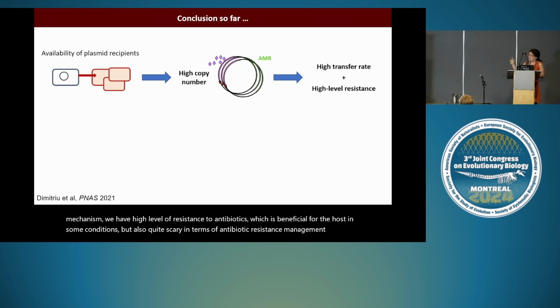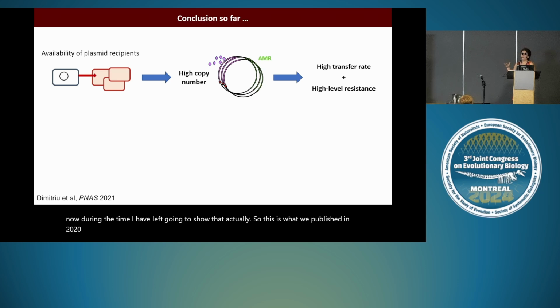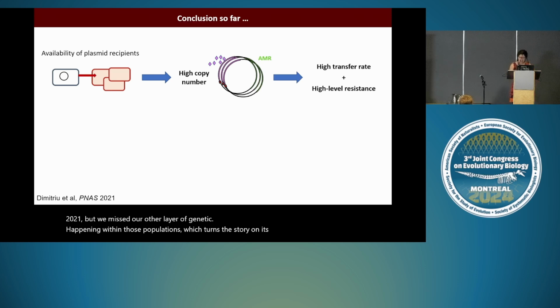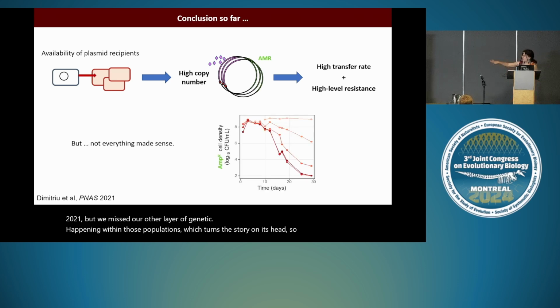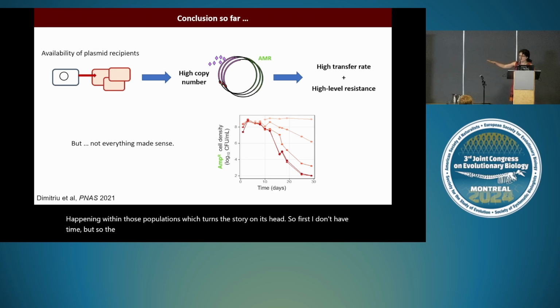So I'm now, during the time I have left, going to show that actually, this is what we published in 2021, but we missed a whole other layer of genetic conflict happening within those populations, which turns the story on its head. First, the population dynamics data were slightly confusing. The collapse in antibiotic resistance actually only happened after 12 days. It was pretty stable before that, which was weird.